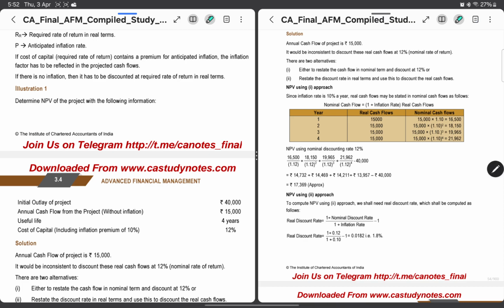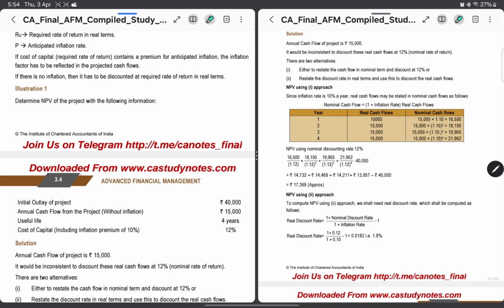In this question, they've given direct annual cash flow, so we don't need to worry about those things, but the cash flows are without inflation. We'll see what that means. Then they've given that the useful life of the project is 4 years, and the cost of capital is 12%, which we will use to discount the annual cash flows. They have mentioned an inflation premium of 10%, which is included in the cost of capital.